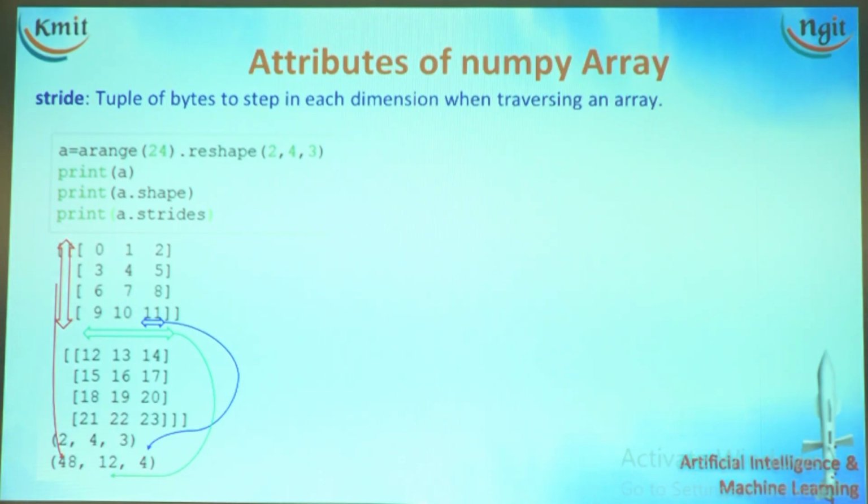Okay? And because we are working with a 3-dimensional array, to move from one dimension to another, how many such strides, guys? 12 into 4 times, because it has to traverse 4 rows and then move from one dimension to another. So 12 into 4, that's how it is 48.